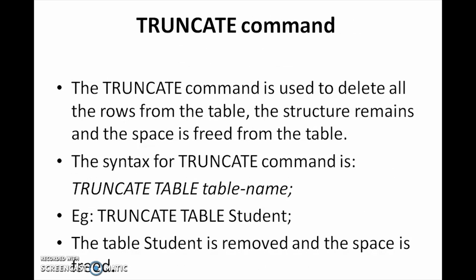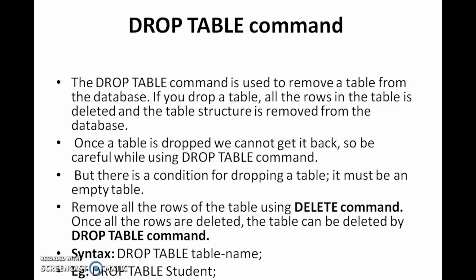Next we have seen truncate. This deletes all the rows, but the structure remains, so that we can insert new records into it. But next comes the drop table, which removes everything, that is, the structure of the table no longer exists. Okay, so we cannot insert a new record into it. This is the difference between truncate and the drop table command. If you want to use this command, first you should delete all the records. It must be an empty table. Okay. So that is the condition for using drop table.